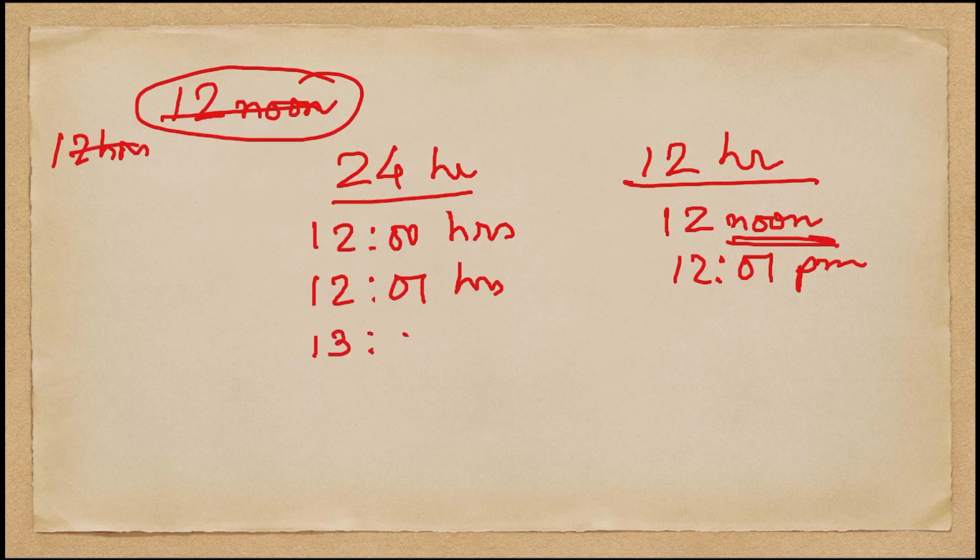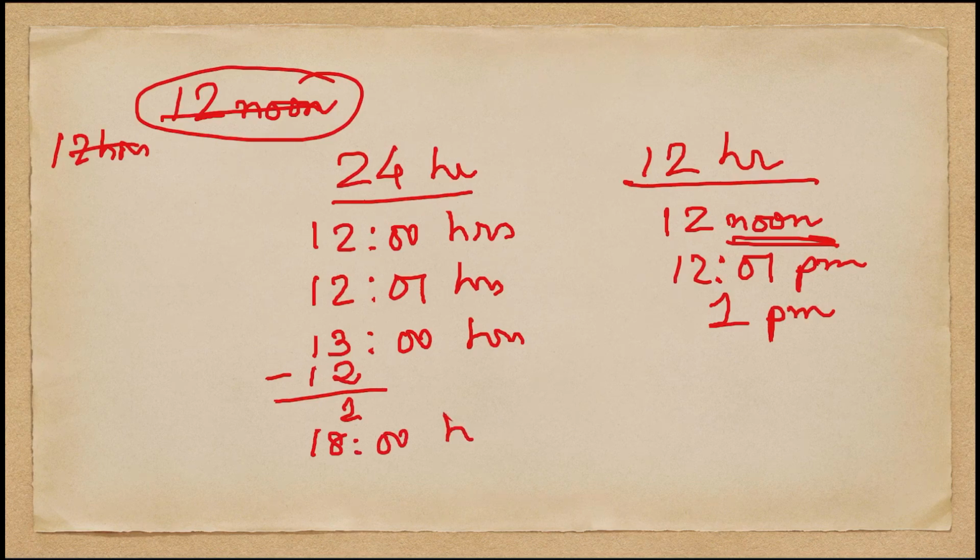When it comes to 1300 hours, here it will be 1 PM. In this case, what you have done, you have subtracted 12. Suppose it is 1800 hours. How will you convert? You just subtract 12. So it becomes 6. So it will be 6 PM. I hope it is clear to you.